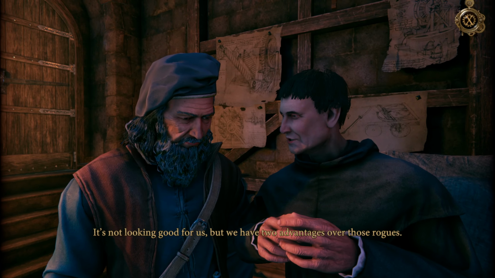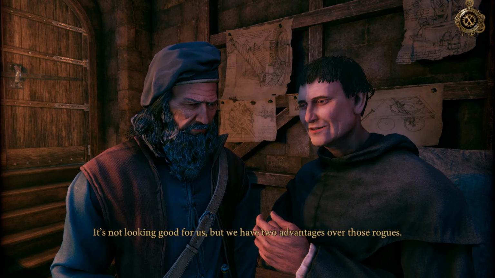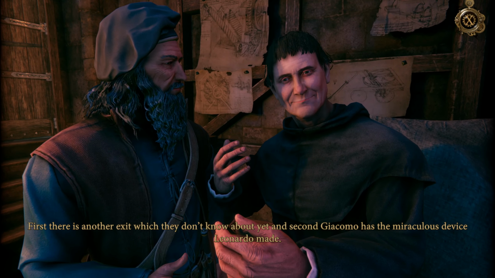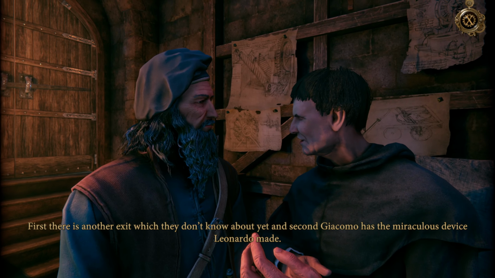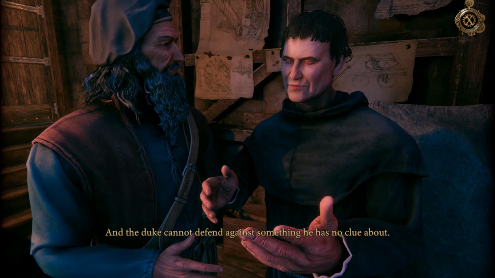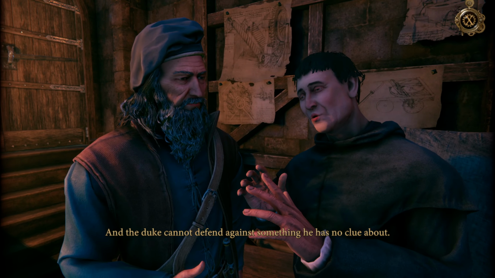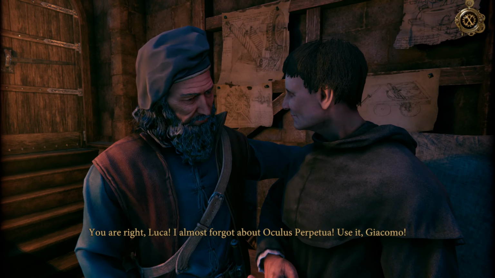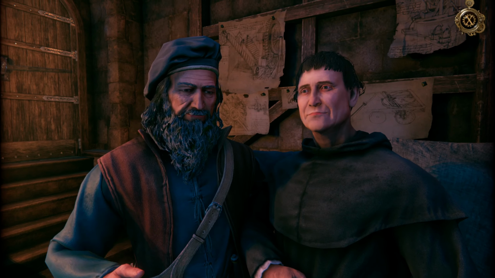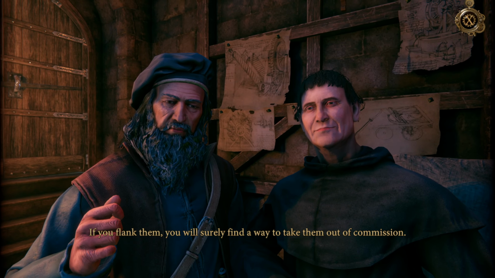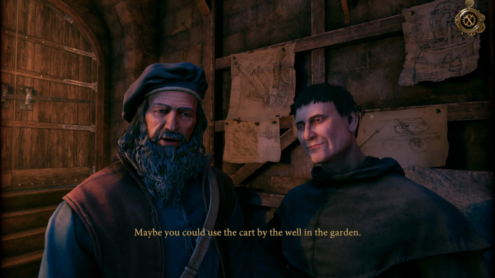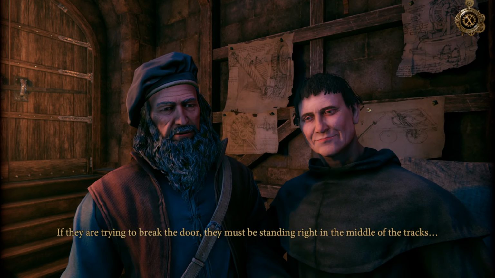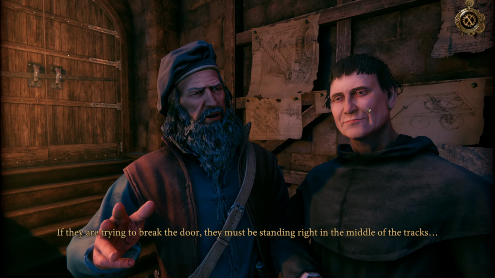It's not looking good for us, but we have two advantages over those rogues. First, there is another exit which they don't know about yet. And second, Giacomo has the miraculous device Leonardo made. And the Duke cannot defend against something he has no clue about. You are right, Luca. I almost forgot about Oculus Perpetua. Use it, Giacomo. If you flank them, you will surely find a way to take them out of commission. Maybe you could use the cart by the well in the garden. And if they're trying to break the door, they must be standing right in the middle of the tracks.